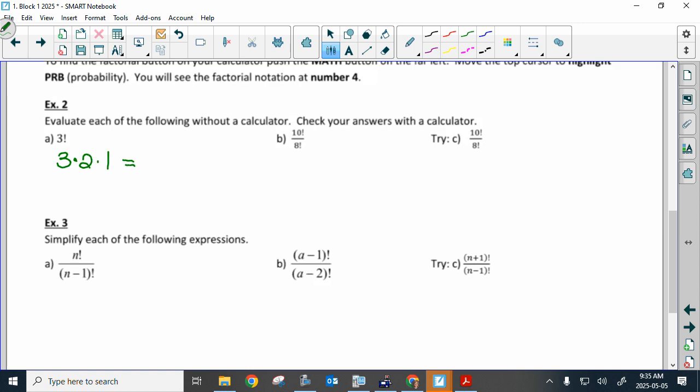That's 3 times 2 times 1. It would be 6. I don't know why I did this. I have the same thing written twice. Do you guys see that? I'm going to fix that, I'm going to give you guys something different there. Okay?